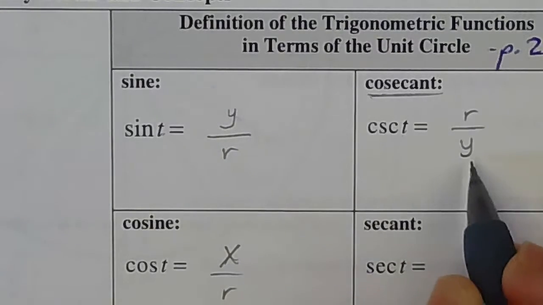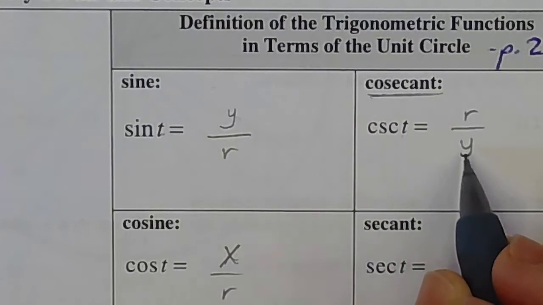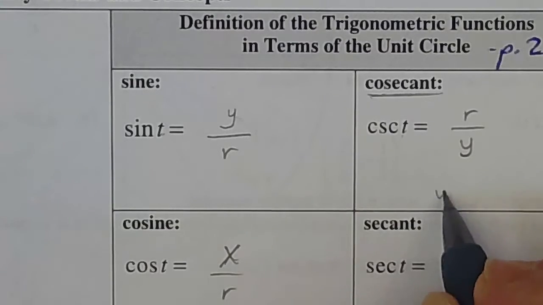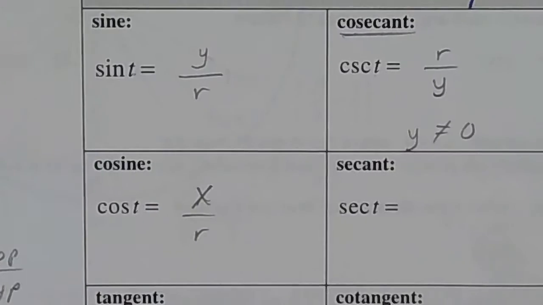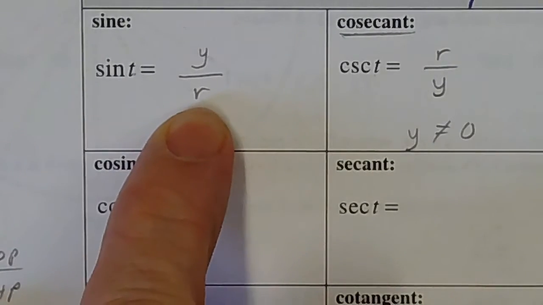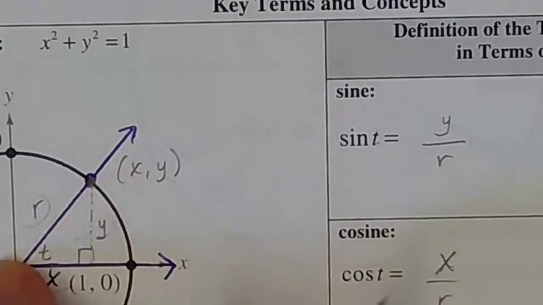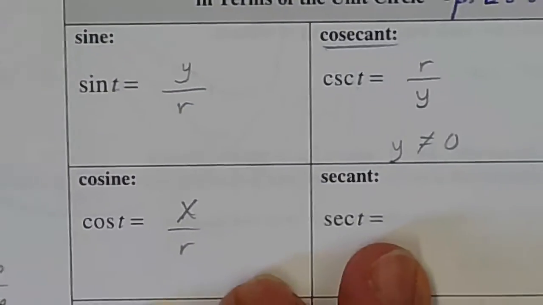Now, sometimes in the coordinate plane, y is 0. So just add this down here. y cannot equal 0, otherwise it's undefined. We didn't have that for sine because for sine, the denominator is r. And if you don't have a radius, then you don't have an angle. You don't have a problem. So you don't have to worry about that.